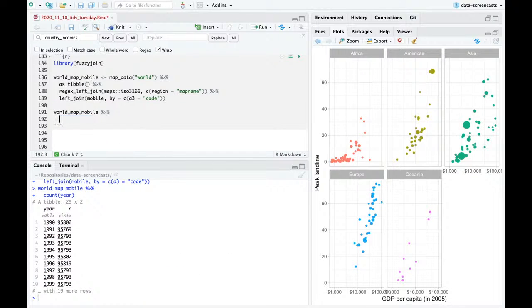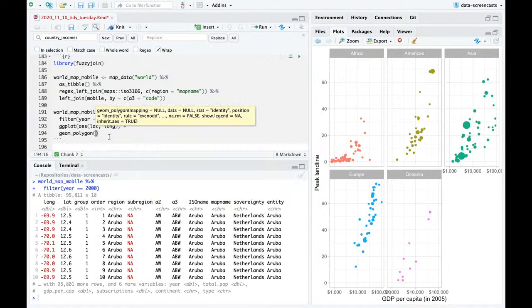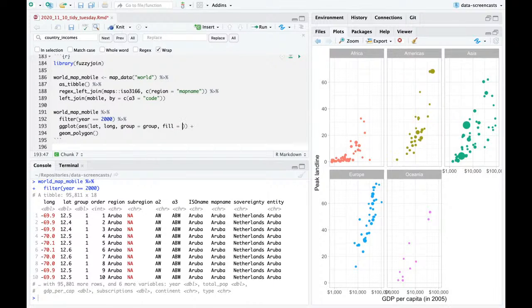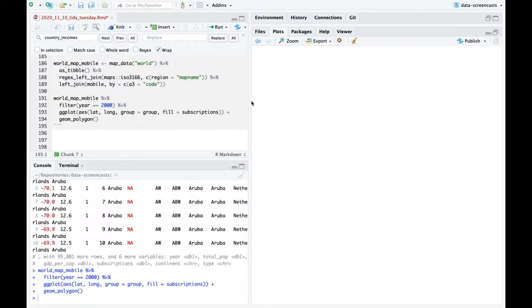What I could do is, for example, imagine I want to get one particular year. I'm going to do an animation. But if I want to just get the year 2000, what I could do is say, to remember myself how it works, it's lat, long, geom polygon, group is group, and fill is subscriptions. Call it choropleth because I'm filling in.